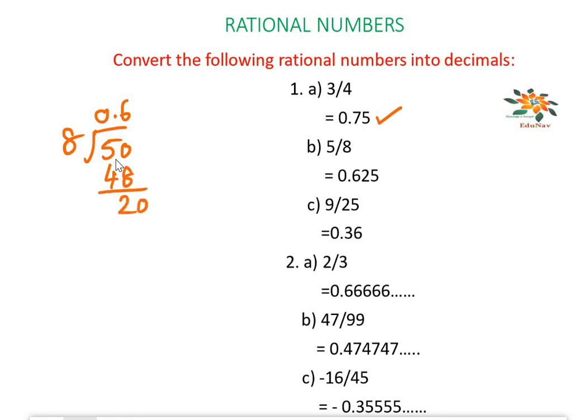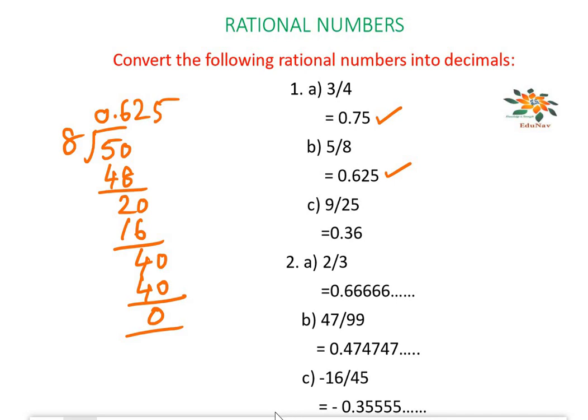Again if we take 0, it becomes 20. 2 eights are 16. Balance will be 4. And this will become 40 if I take 0 here. And 5 eights are 40. Now the remainder is 0. We will stop here. So for 5 by 8, the decimal form will be 0.625.